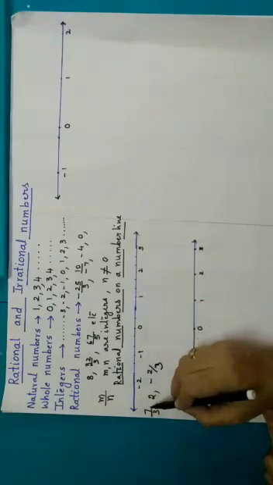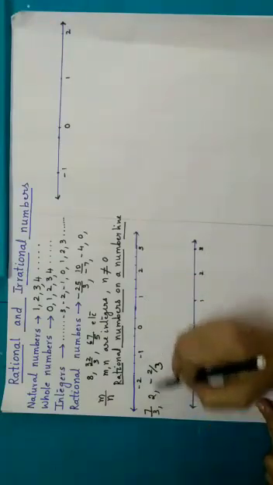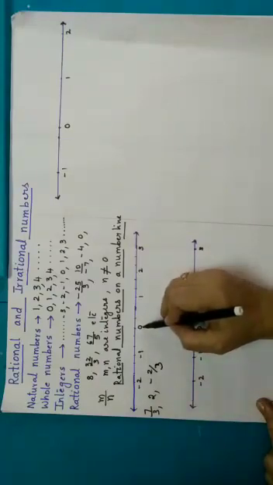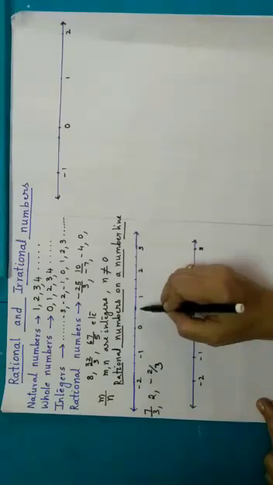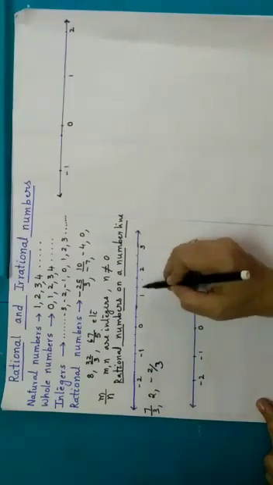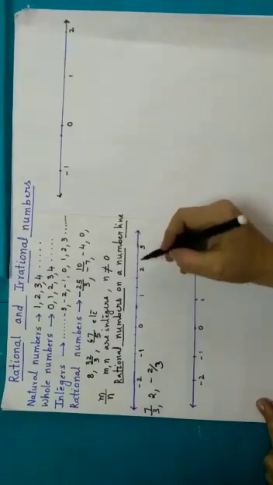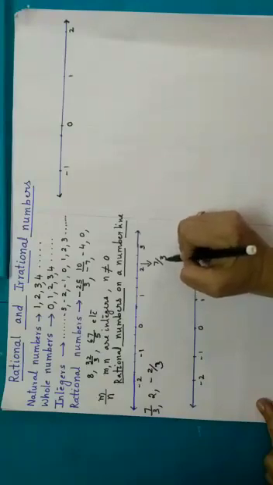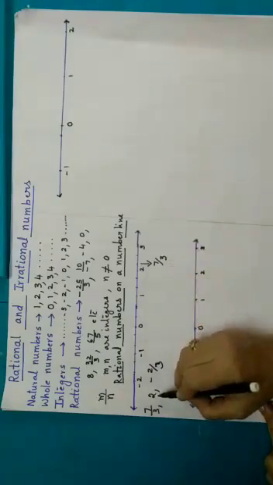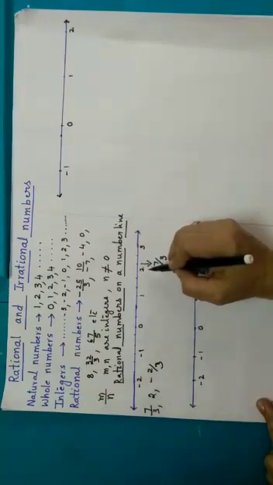So, where will the first number 7/3 come? Start from the origin. The next immediate number to the right of 0 is 1/3. This will be 2/3, 3/3, 4/3, 5/3, 6/3 and this will be 7/3. Next is 2. 2 is already written here, so it will be the point 2.